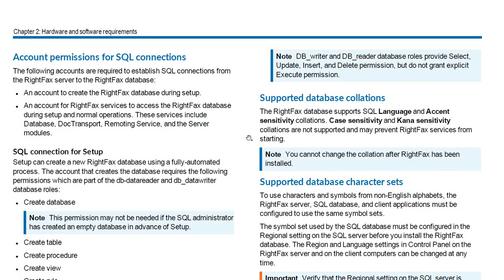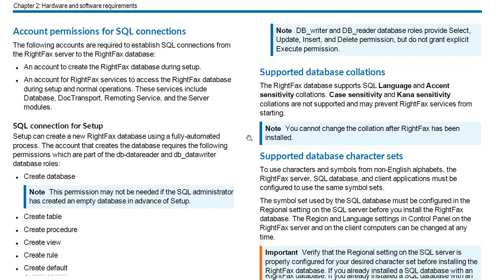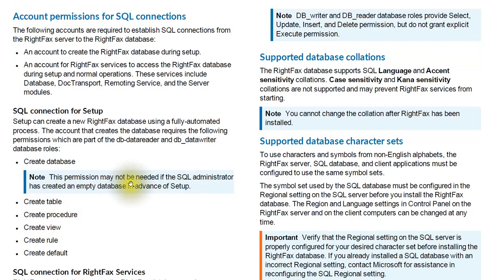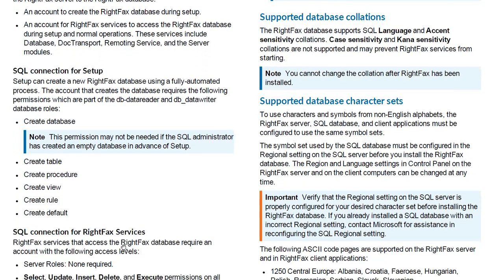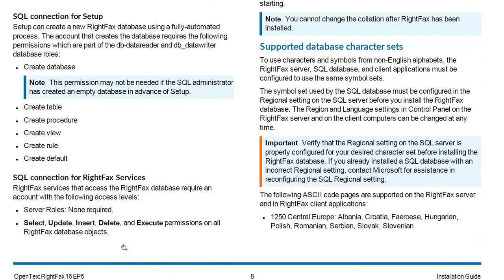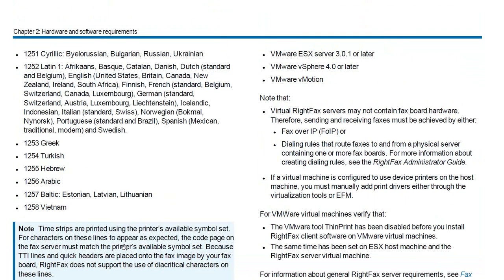And account permission SQL connection, yes. So we need one service account, okay, and that account should have permission to create and view. You can see here, for this we need permission. This permission may not be needed if the SQL administrator has created an empty database. So that administrator or the user should have create permission, create procedure, create view, create rules kind of things, okay. And these are the things we have to follow at the time of installation.